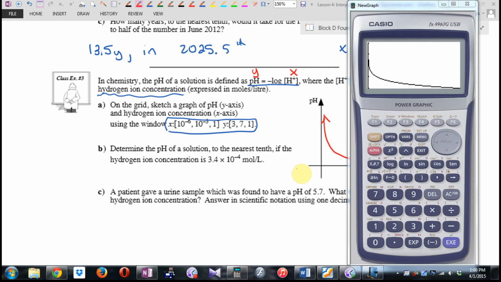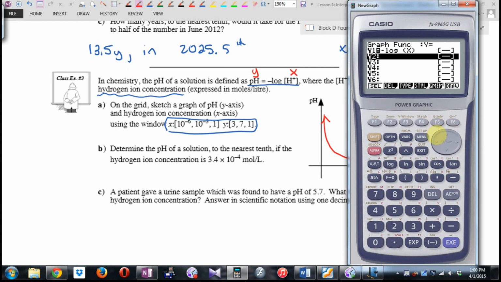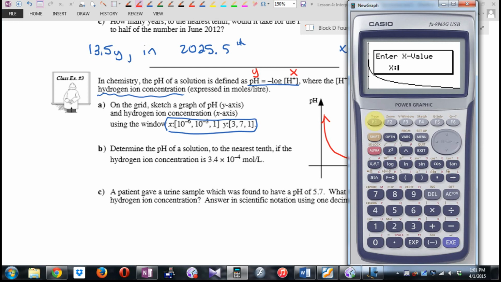So this wants me to do a y calculation. I told you, it's going to do one or the other. Okay? So, wrong button. Graph. G-solve. Y calculation. What's the x calculation?